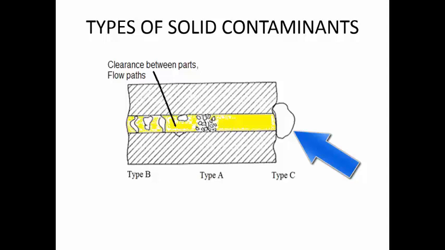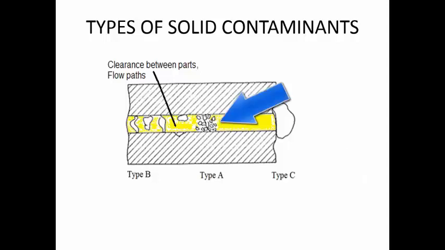But these are very dangerous. If you have some moving element over here, then it will cause more damage. Type C may get crushed and become type B and type A. That is also possible. Next one is type A. Type A is like your silt or very, very fine particles. Now, one particle will not create any problem. It may pass through the entire system without any issues.